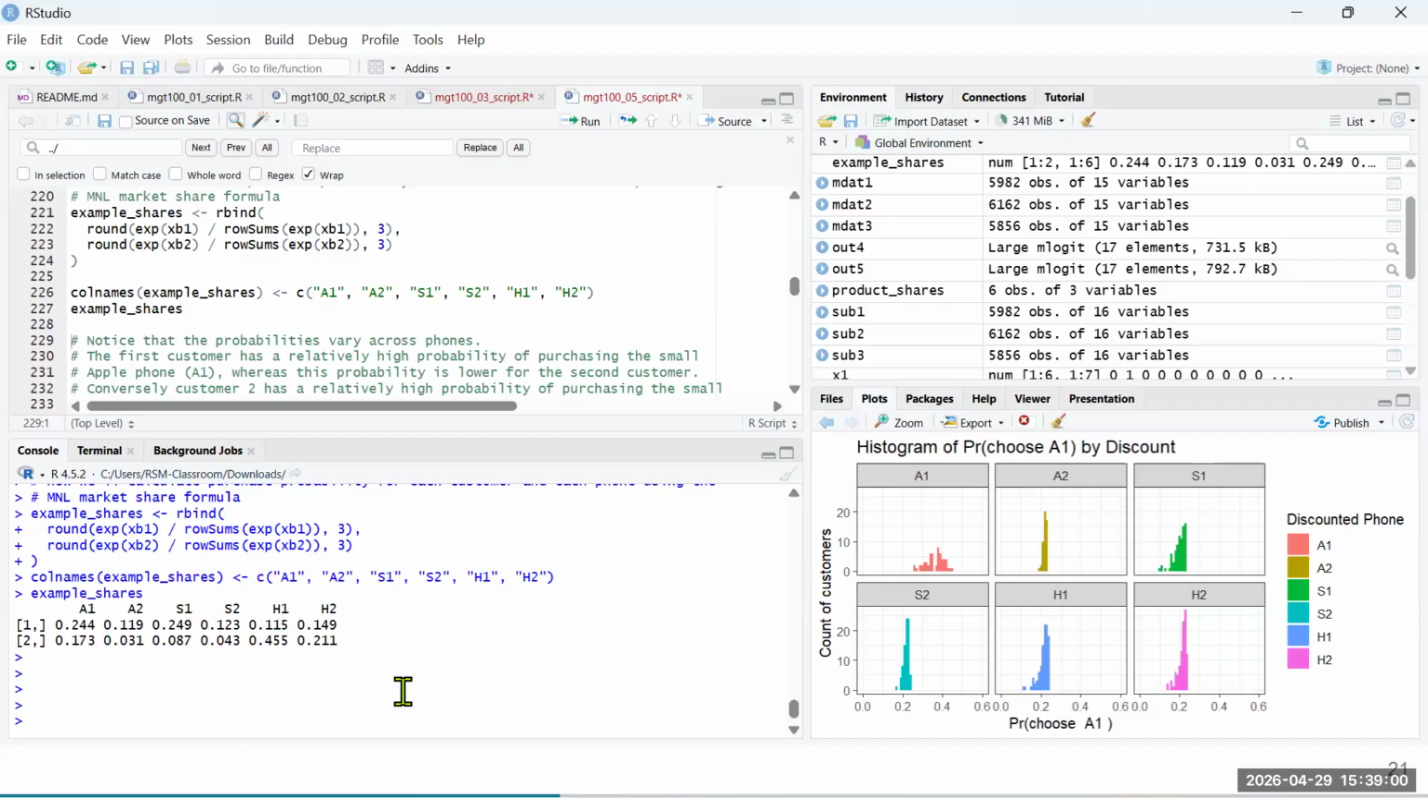So this is basically how the model is generating the individual level predictions that lead to these distributions that are graphed in the illustration.